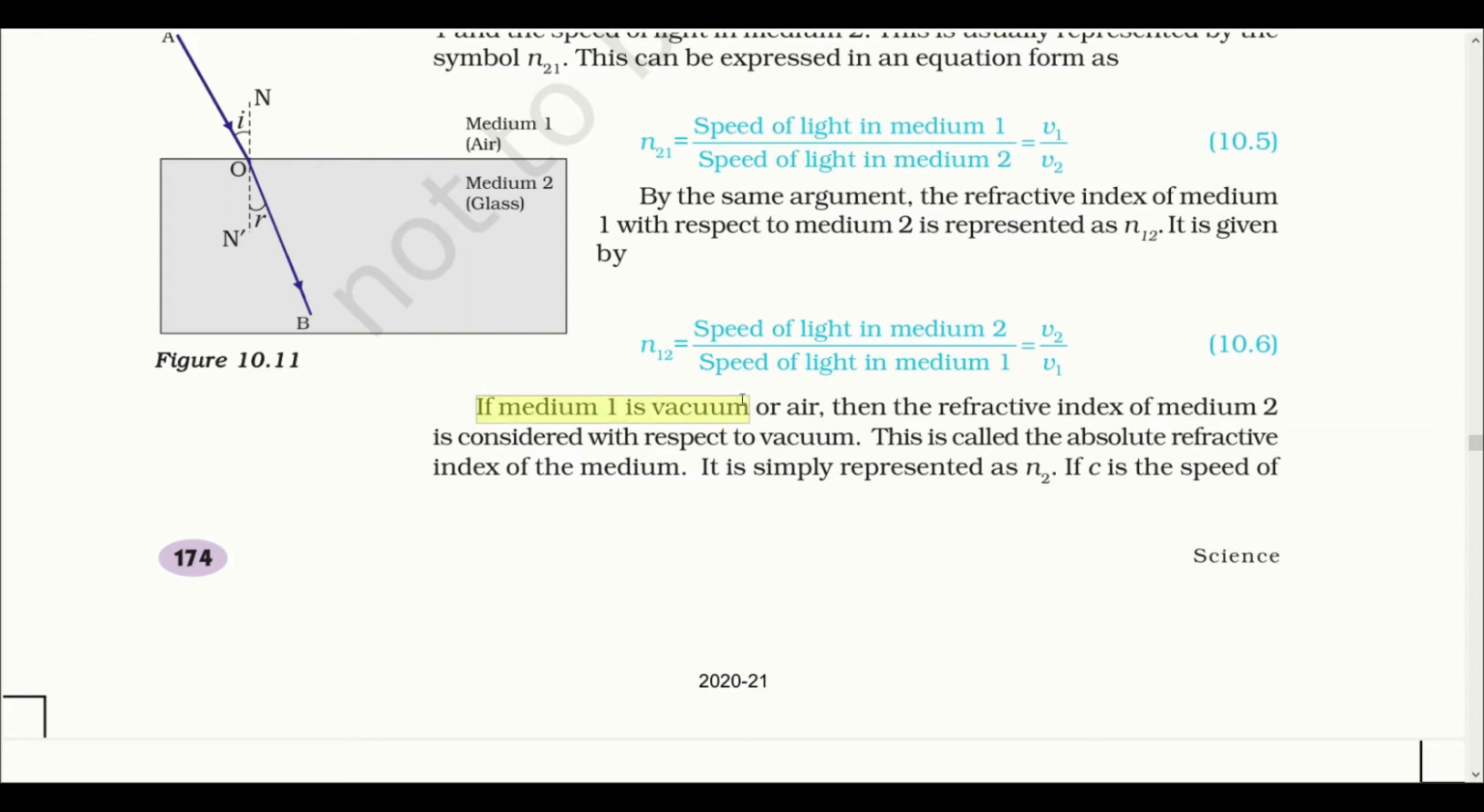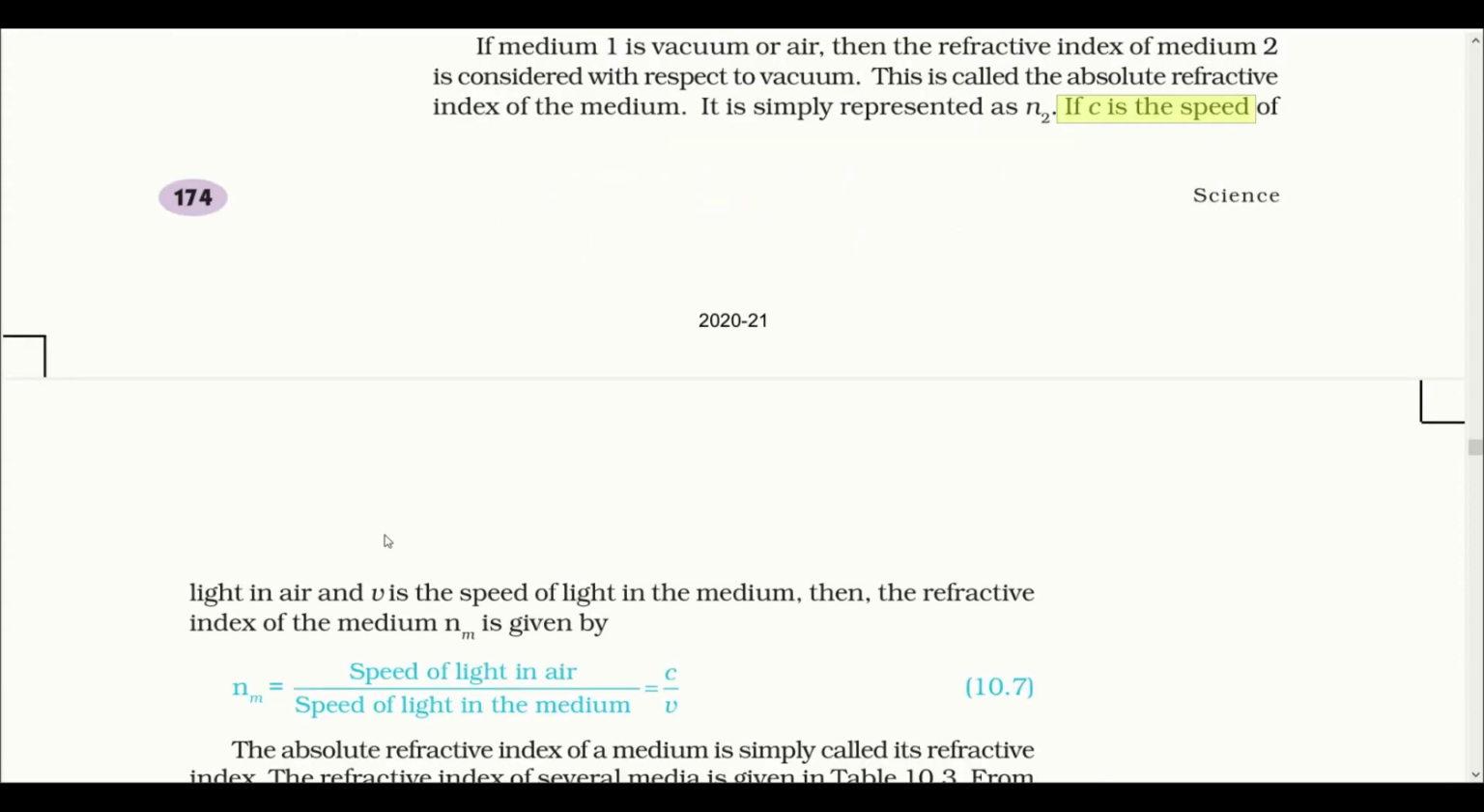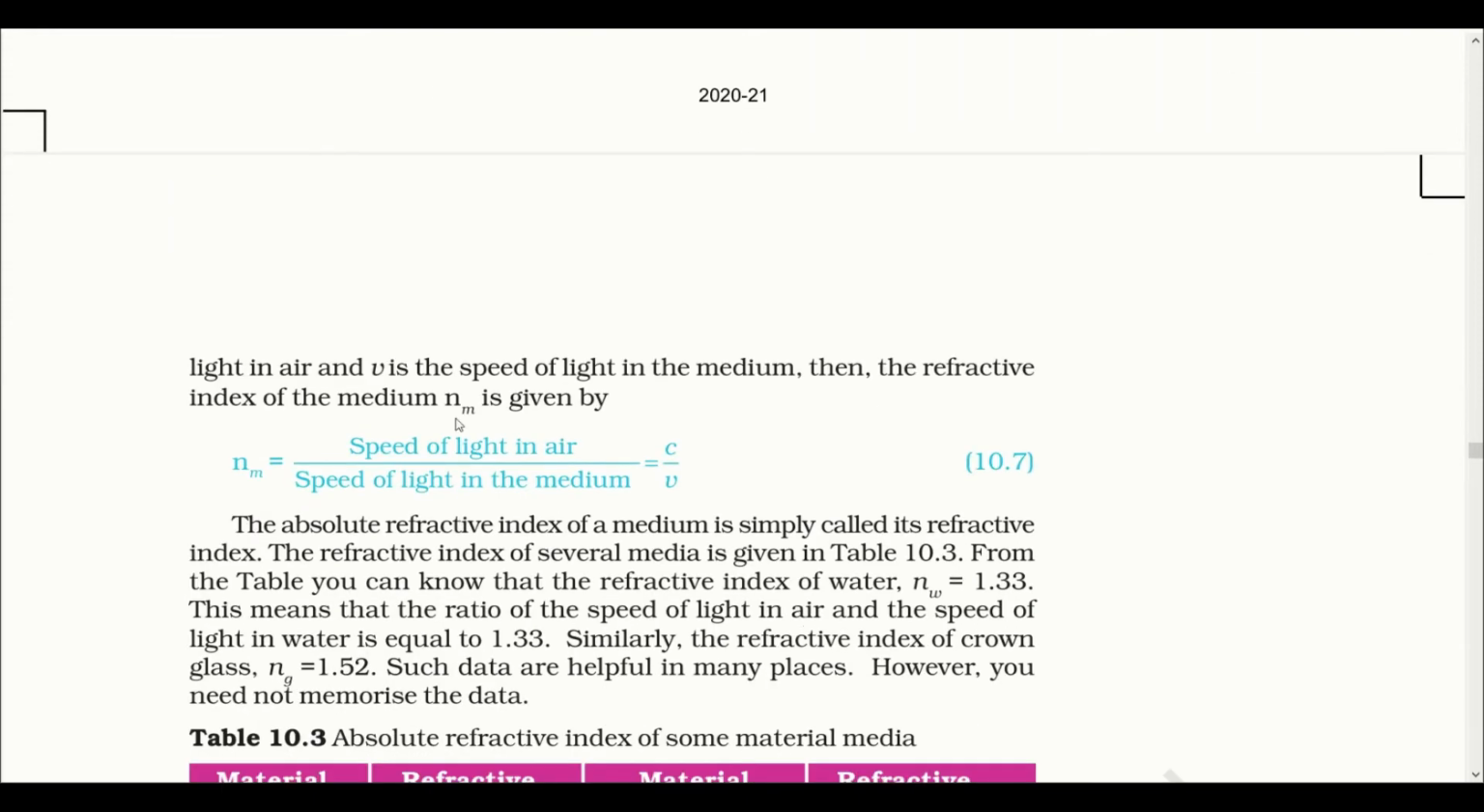If medium 1 is vacuum or air, the refractive index of medium 2 is considered with respect to vacuum, and this is called the absolute refractive index of the medium. It is simply represented as n2. If C is the speed of light in air and V is the speed of light in the medium, then the refractive index of the medium, nm, is given by nm is equal to the speed of light in air upon the speed of light in the medium. So you have to write it like this, and the absolute refractive index is simply called the refractive index.